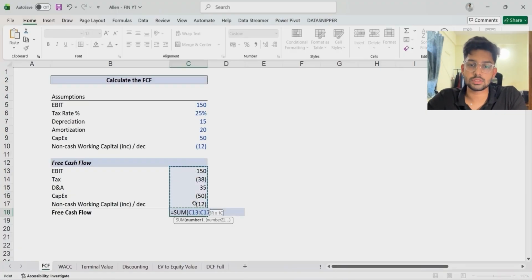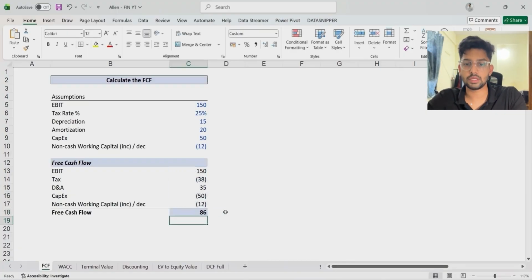And this gives us free cash flow. So effectively, we are converting accounting profit into real cash flow available to investors. As we can see, the free cash flow comes out to 86, which represents the actual cash generated after all expenses and reinvestments.